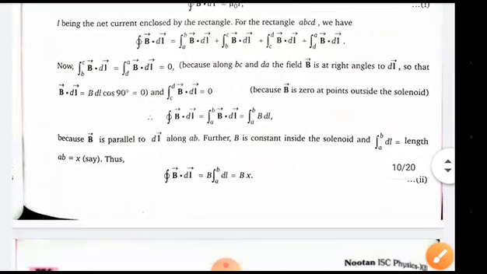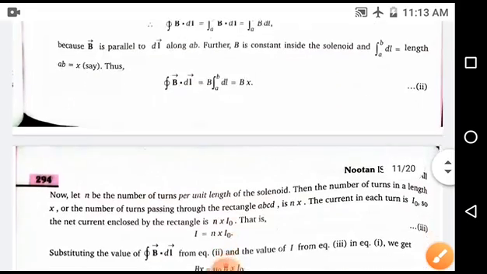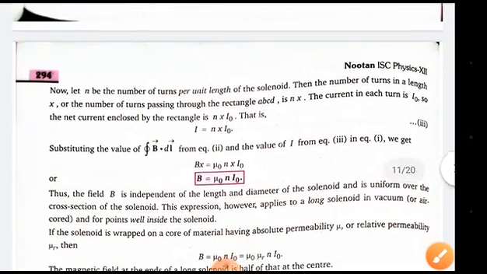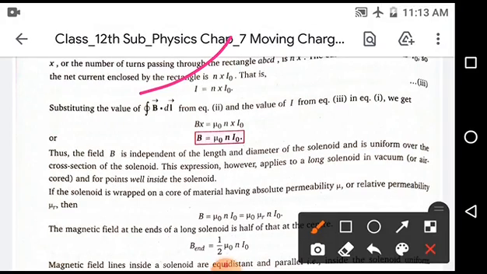So the total magnetic field integral B·dl will be equal to integral A to B B·dl, that means B into L. On solving we get B into x, where x is the length. If this contains a number of turns n, then the total current I will be equal to n into x into I naught. So putting the value, we get B into x equals mu naught n into x into I naught, that means magnetic field B is equal to mu naught n I naught.